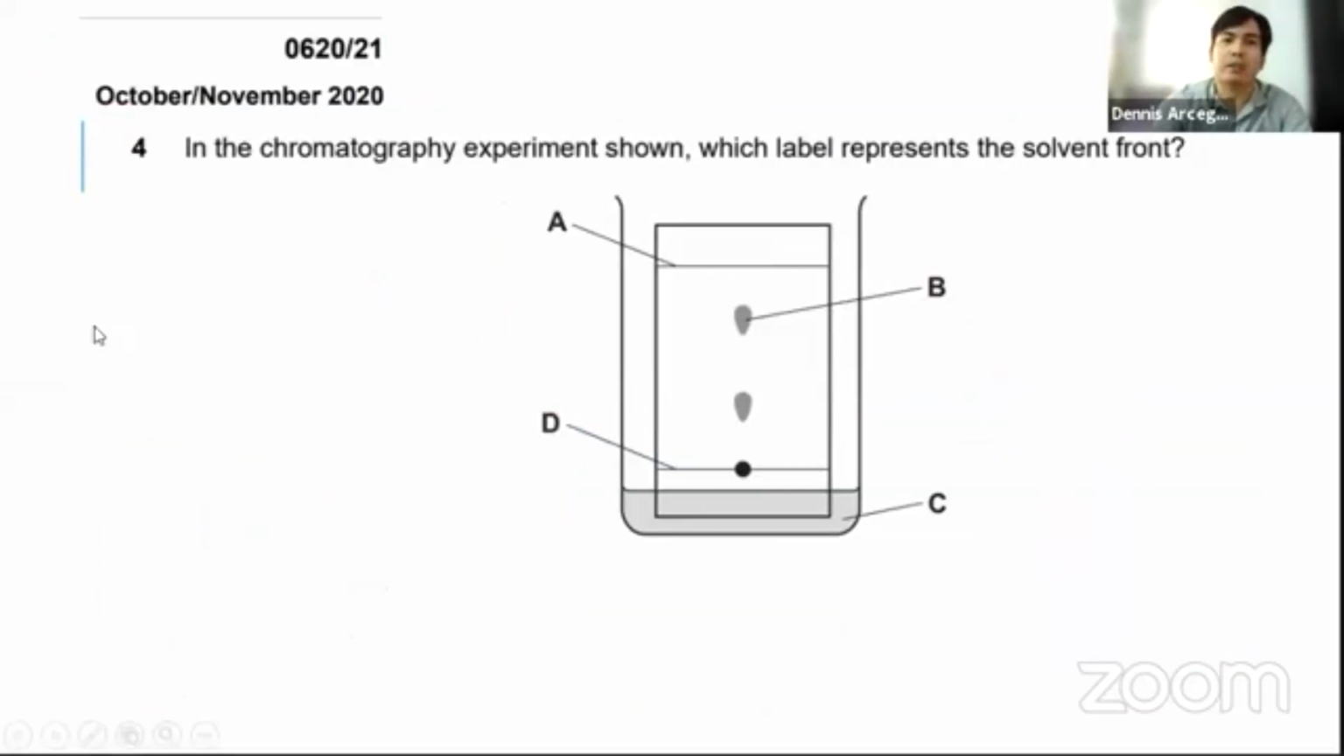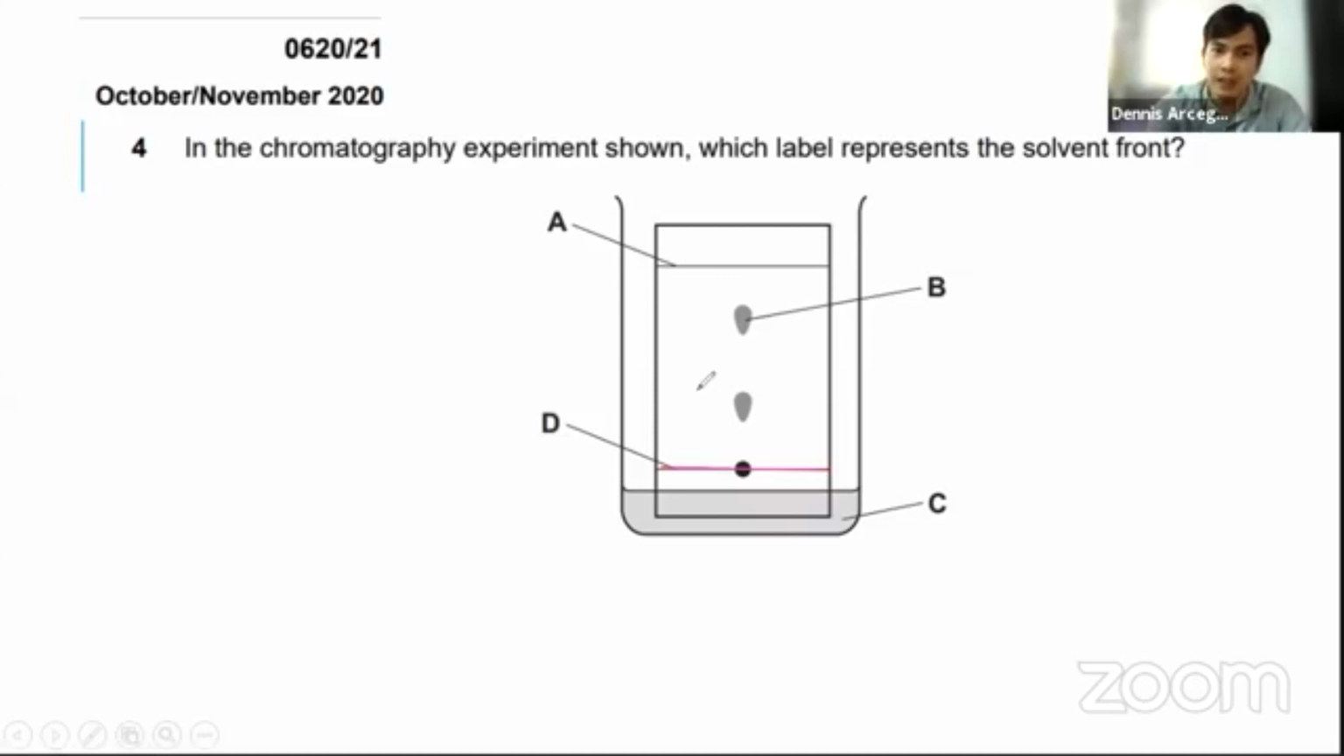The most common question about this is about chromatography. So let's see how you're going to answer questions like this. In the chromatography experiment shown, which label represents the solvent front? If you look at this chromatography experiment, you will see a shaded area here. This shaded area here is the solvent. This is the baseline. Baseline is always above the solvent or above the liquid.